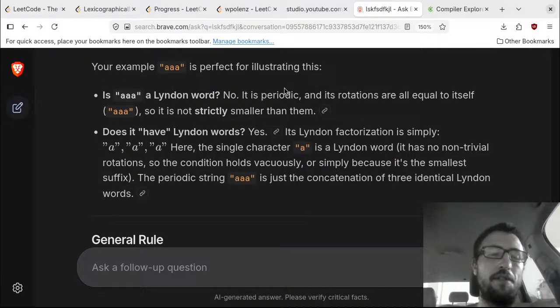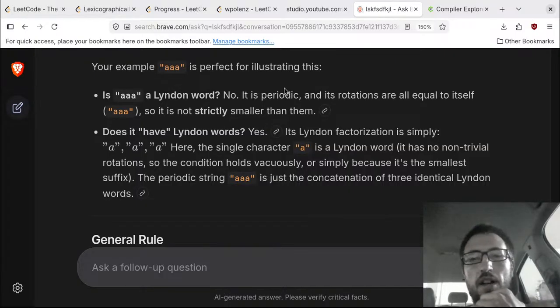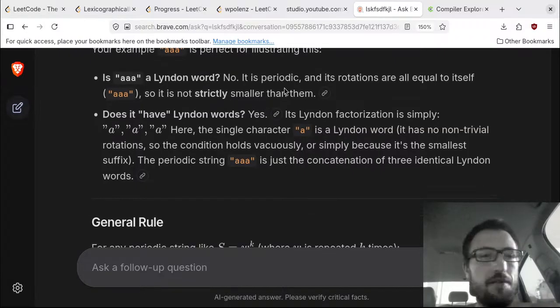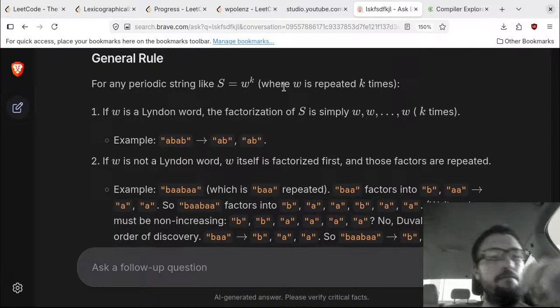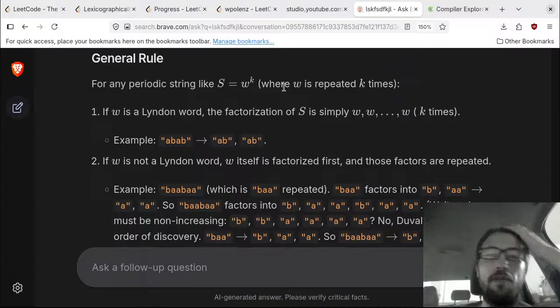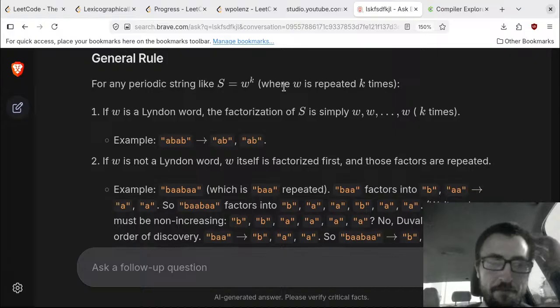Does it have linear words? Yes. Its linear factorization is simply A, A, A, where the single character A is a linear word, has no non-trivial rotations, so the condition holds vacuously there simply because it's the smallest suffix. The periodic string is just the concatenation of three identical linear words. General rule: for any periodic string S equal to W raised to K, where W is repeated K times, and W is a linear word, the factorization is simply W, K times.